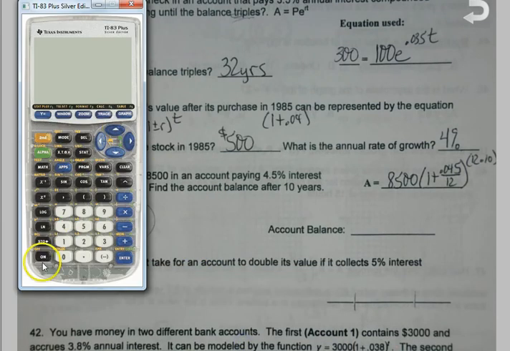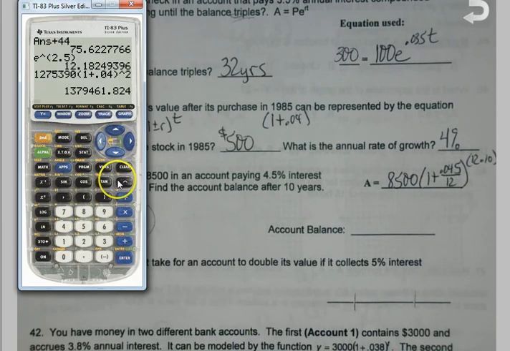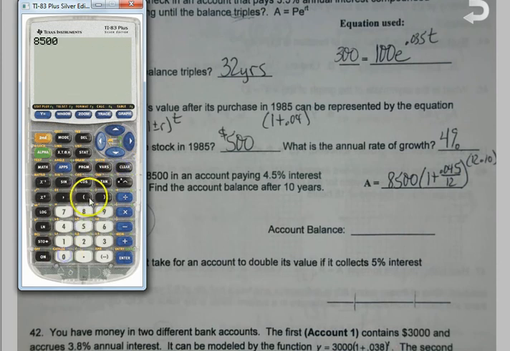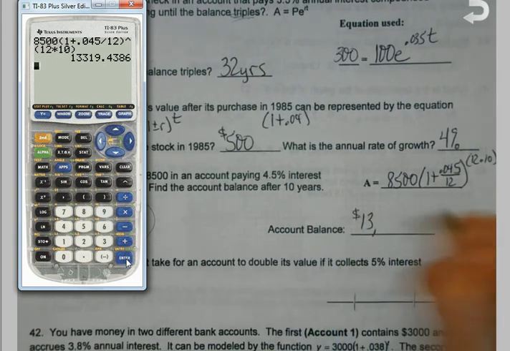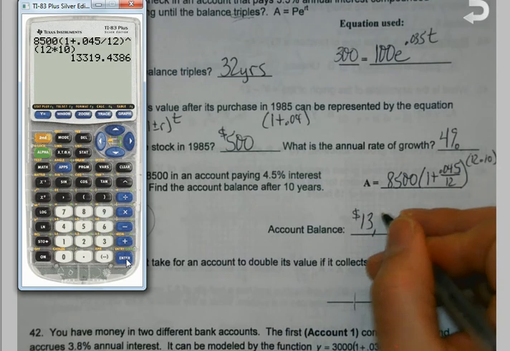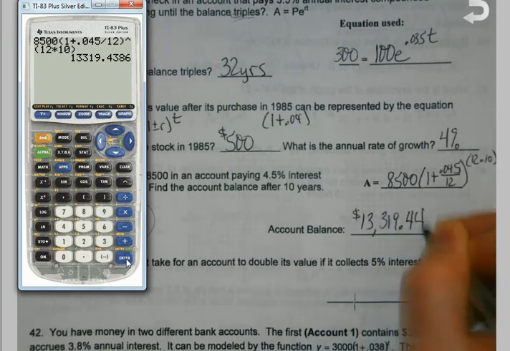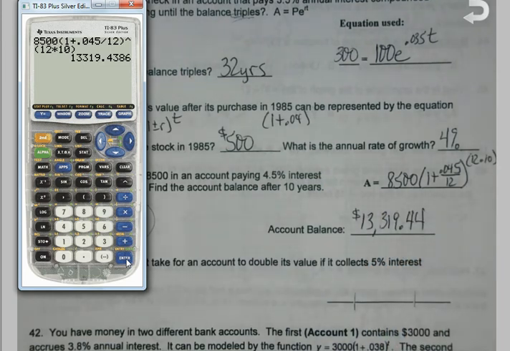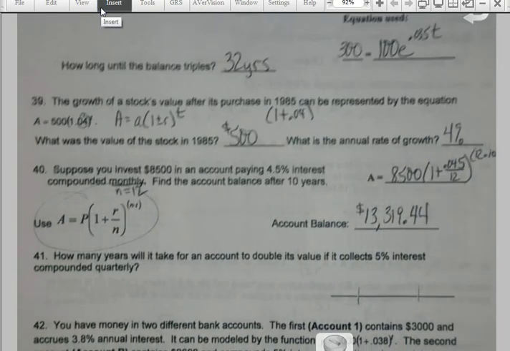So again, I can use the y equals, or I can just plug it in. And I'm going to just plug it in. Plus 0.045 by 12. And we're taking that to the 12 times 10. Oops, 10. That's better. And again, it's critical that you have the 12 times 10 in parentheses, because if you don't, you're going to think you're making a whole lot more money. And again, think about it for a minute. If you put 8,500 in and it tells you you're going to get like $1 million in 10 years, that's not realistic. Wish it were that easy, but it's not.